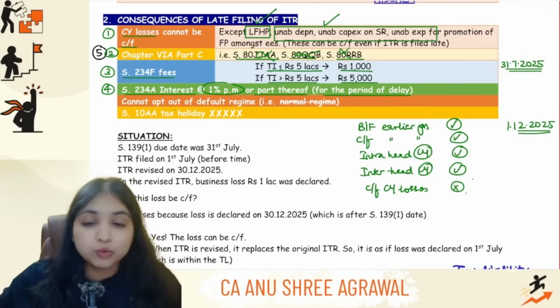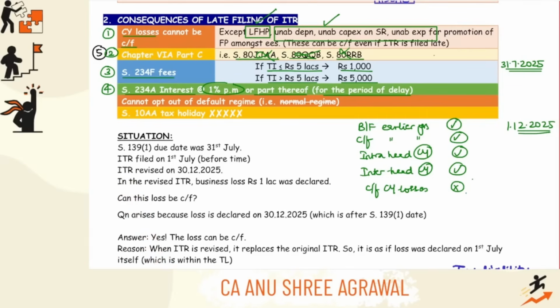Now you will have to pay 234A interest for how many months? See, what is the period of delay over here? August, September, October, November and 1 day of December guys. So the period of delay is 4 months, 1 day. So we'll have to pay interest for 5 months. Even a part of the month we will count as a full month. So in our example, we'll have to pay interest for 5 months. Okay, this is the 4th consequence.